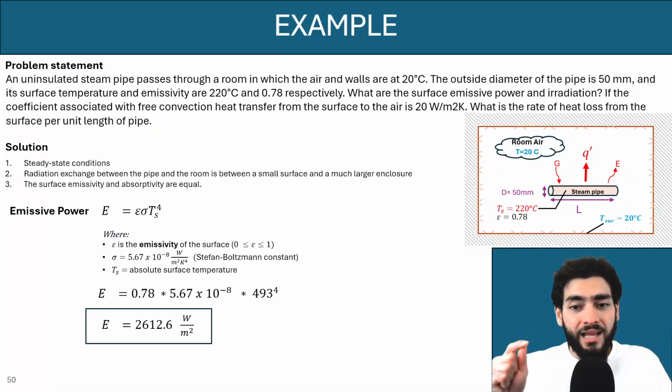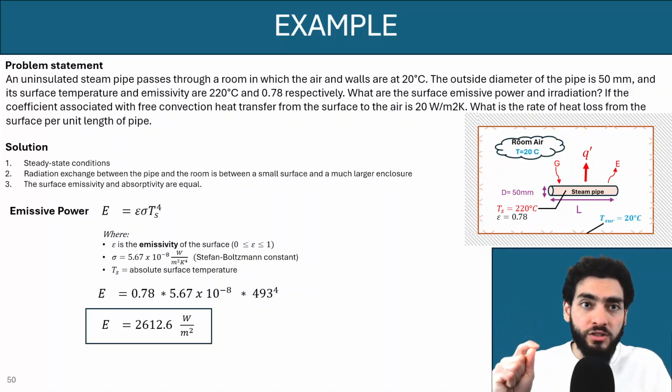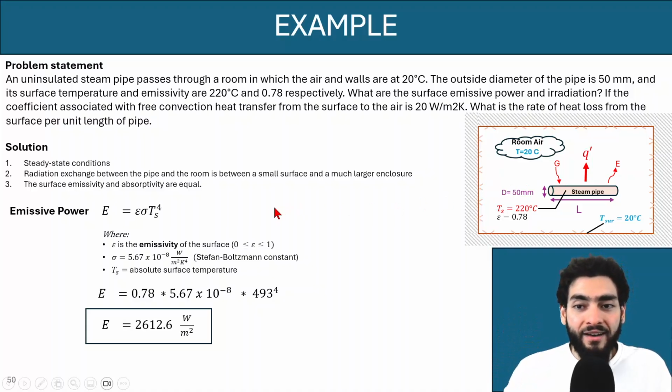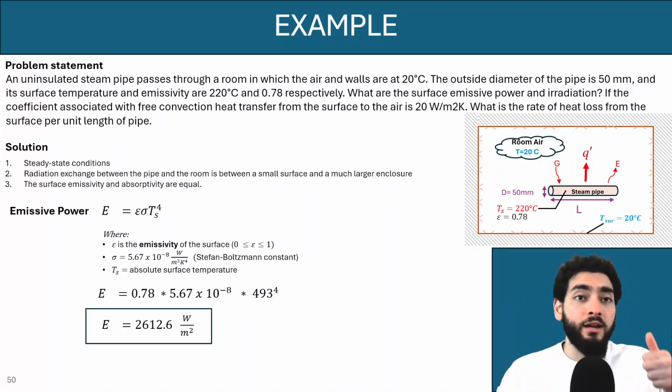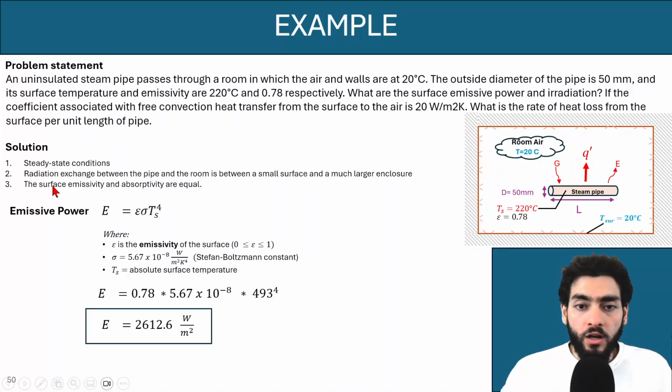The reason why this is helpful for us is because we're going to use the assumptions and simplifications associated with having a small surface and a much larger surrounding, which I showed you when I was explaining the radiation in the previous video. Finally, the surface emissivity and the absorptivity in this case would be equal. So first, let's calculate the emissive power, and that is how much radiation energy the surface of the steam pipe emits to the surrounding.